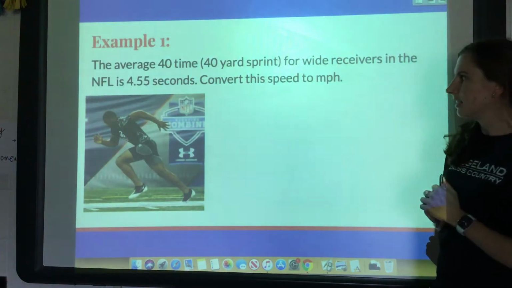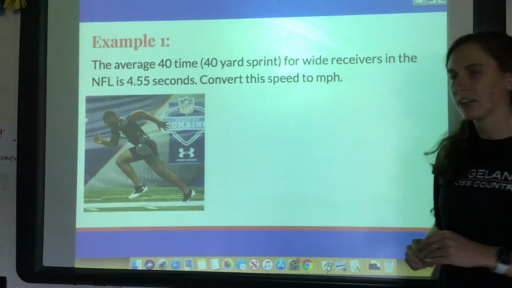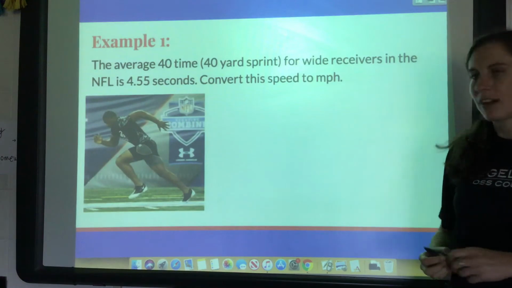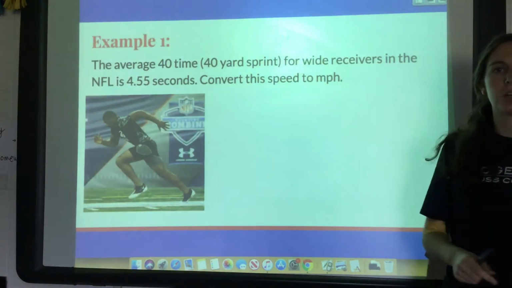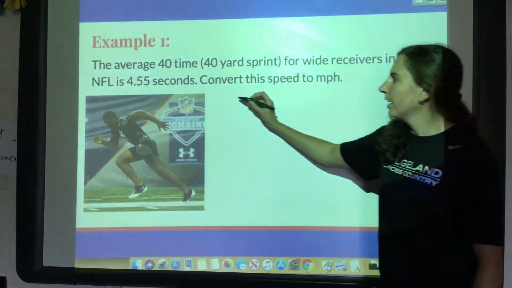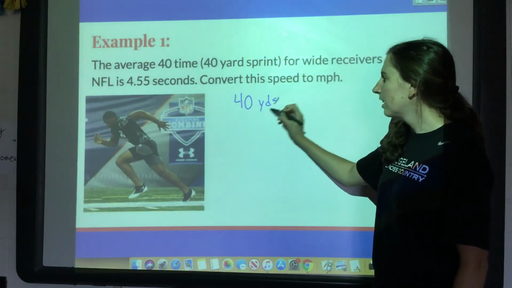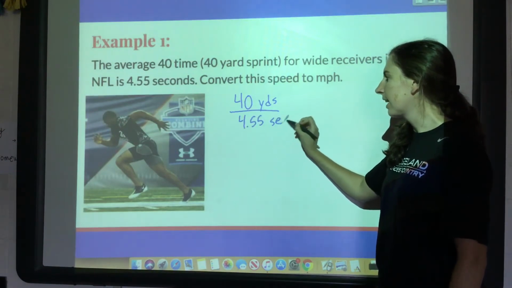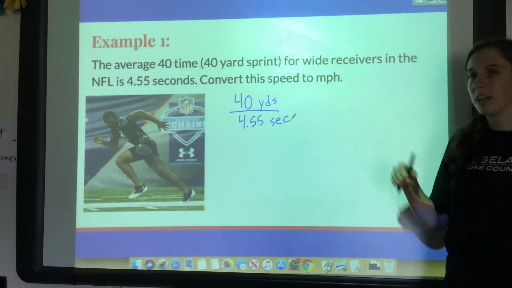The first one is apparently the average 40 time, which is a 40-yard sprint, for wide receivers in the NFL is 4.55 seconds. We're going to convert that to miles per hour. See how fast they're running. So they are going 40 yards in 4.55 seconds. We want to convert this to miles per hour.